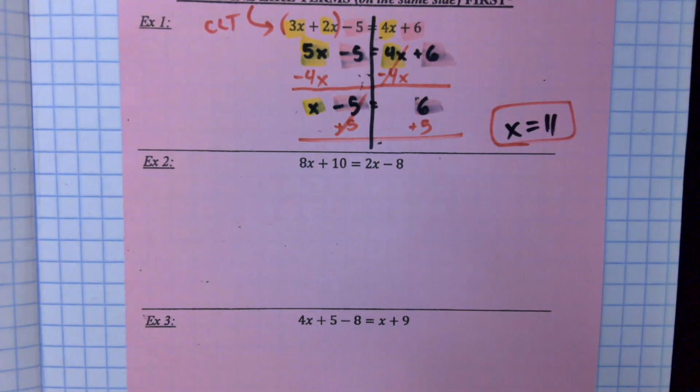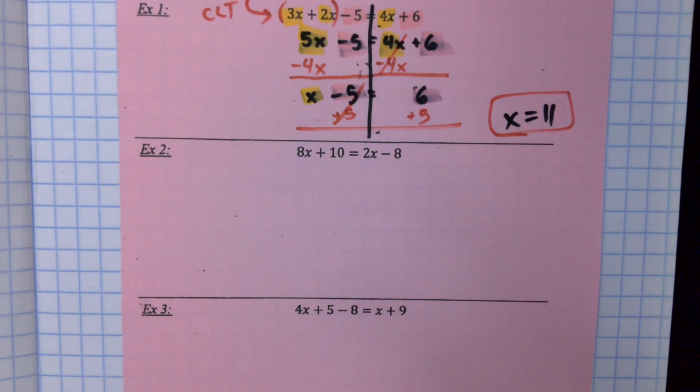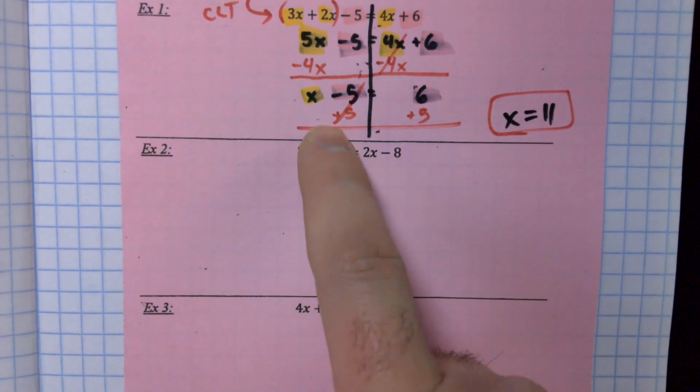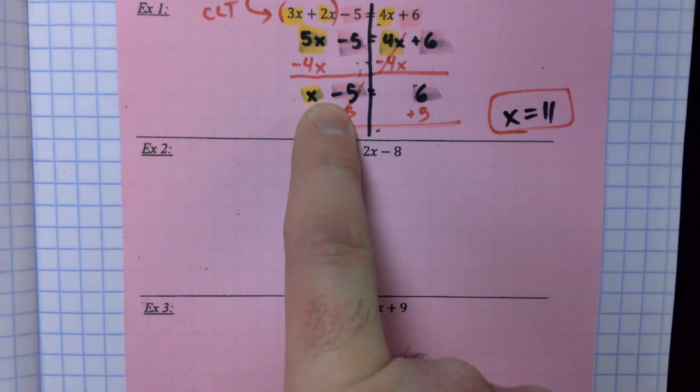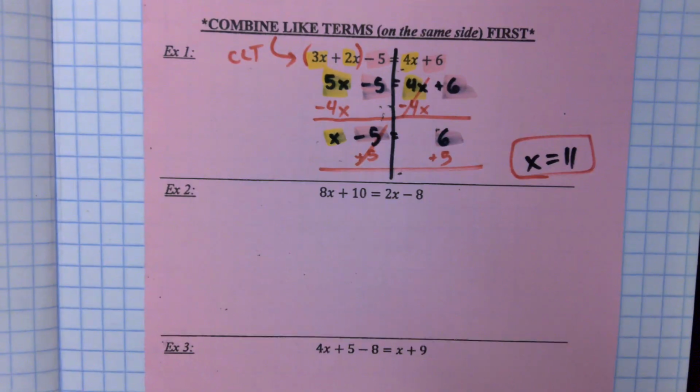Why didn't I divide in this problem? Because I didn't have to. Why didn't I have to? How did we know we didn't have to? Alasia? Because we'd just be dividing by 1. X is already by itself. If this was 2x, would we have to divide? Yeah, because x wouldn't be by itself then. All right?